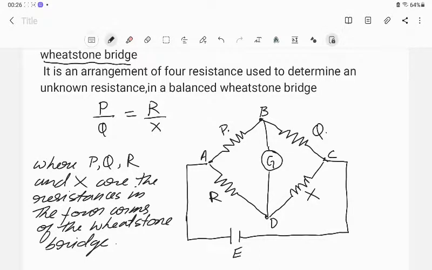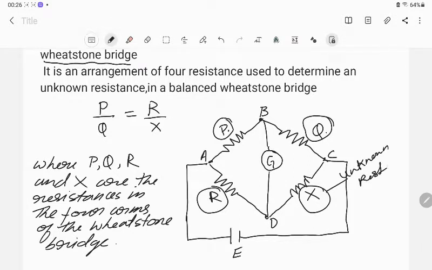Okay, next topic is Wheatstone bridge. What is Wheatstone bridge? It is an arrangement of four resistances, that is P, Q, R and X. So an arrangement of these four resistances used to determine an unknown resistance. Here X is the unknown resistance. So we have to determine the unknown resistance X using this Wheatstone bridge.